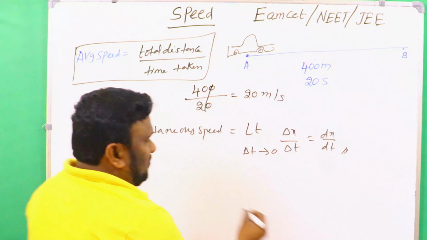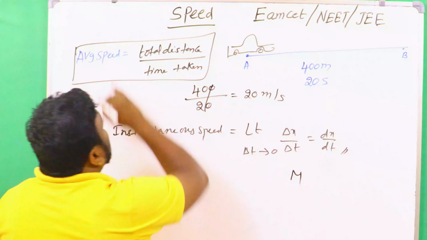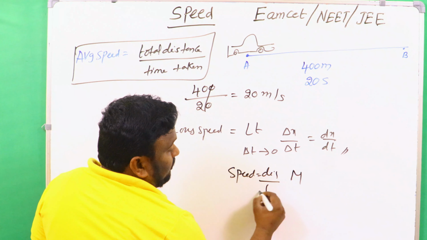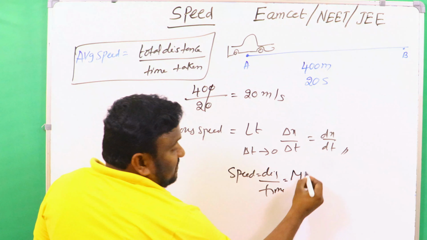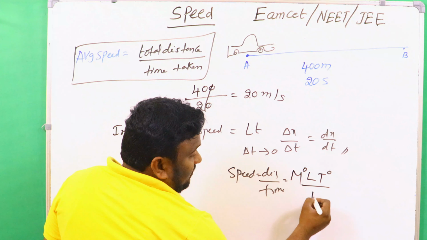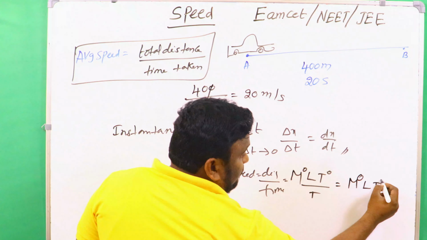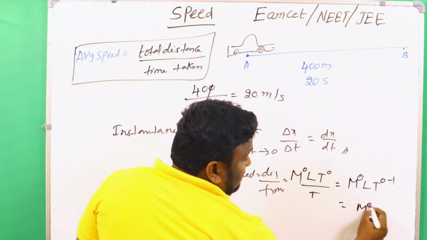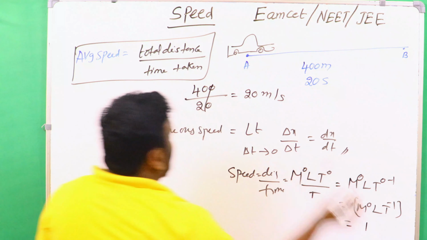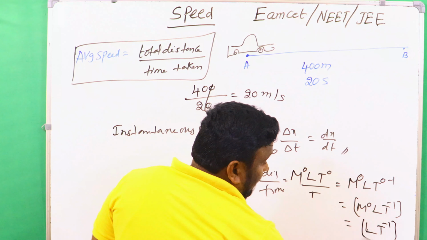So we already discussed the dimensional formulas in previous classes. What is meant by the dimensional formula of speed? Speed is equal to what? Distance by time. Same thing here. Distance is M to the power of 0, L, T to the power of 0, by time. Then M to the power of 0, L, T to the power of minus 1. So M^0 L T^-1 is the dimensional formula of speed, instantaneous speed and average speed. L T inverse 1 is the dimensional formula.